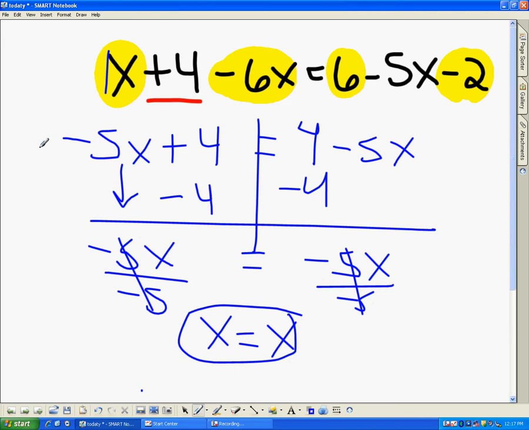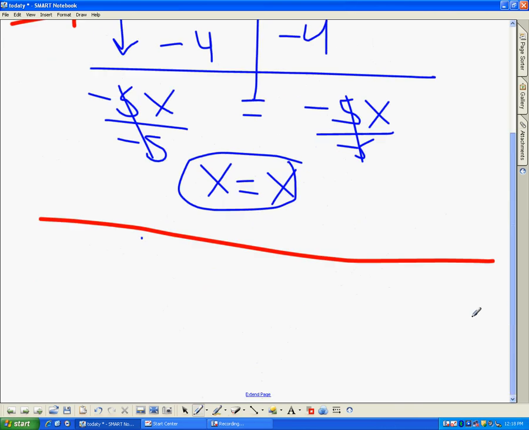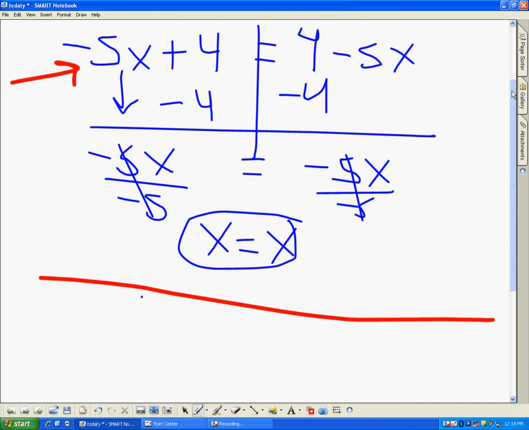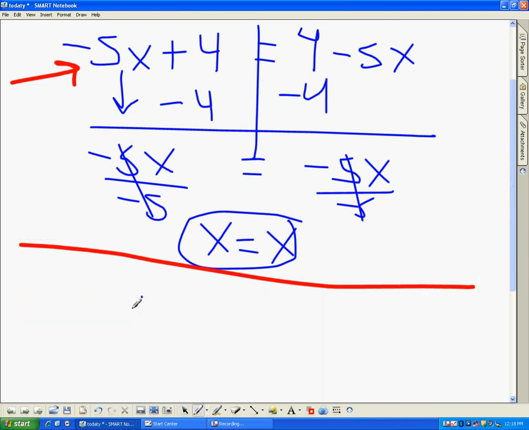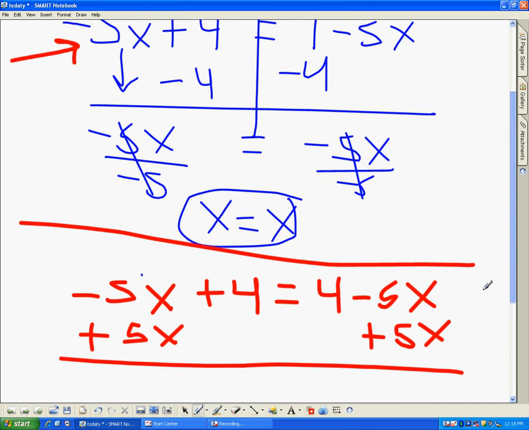Okay, let me show you the same thing from this point, if you had looked at it a little bit differently. So if I have negative 5x plus 4 equals 4 minus 5x. Here in this example, I subtracted 4 from both sides. Let me show you what happens if you add 5x to each side. So I'm going to add 5x, and when I do that, I am left with 4 equals 4 because all of this cancels out.